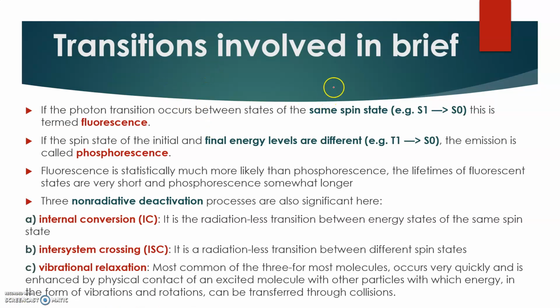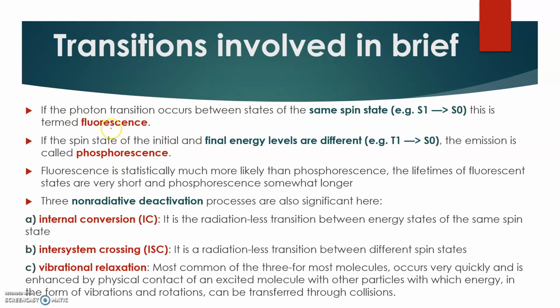The important transitions that are involved in a Jablonski diagram are fluorescence, phosphorescence, and non-radiative deactivation. What is fluorescence? When a photon transition occurs between states of same spin state, that is from S1 to S0, that is known as fluorescence. But when the spin state of the initial and final energy levels are different, for example from T, that is triplet, T1 to S0, that kind of an emission is called phosphorescence.